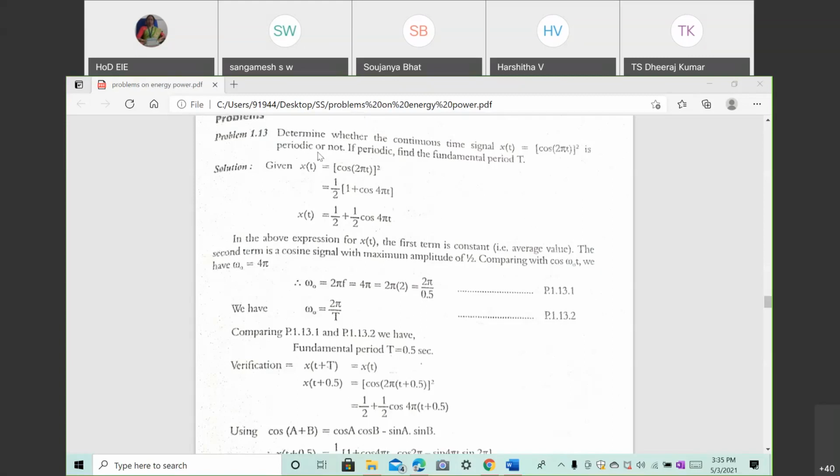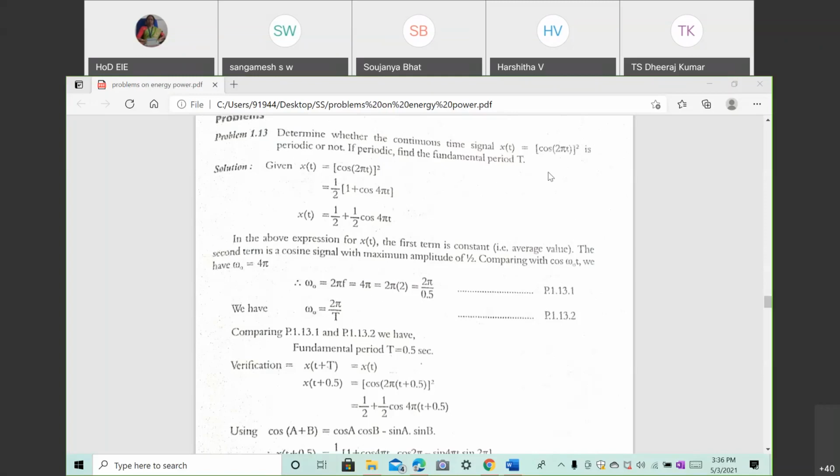We'll see the statement. Determine whether the continuous time signal x of t equal to cos 2 pi t whole square is periodic or not. If periodic, find the fundamental period capital T. The x of t equation is cos of 2 pi t whole square. If you do the simplification and apply the formula, we get 1 by 2 of 1 plus cos 4 pi t. Then further simplification gives 1 by 2 plus 1 by 2 cos 4 pi t.